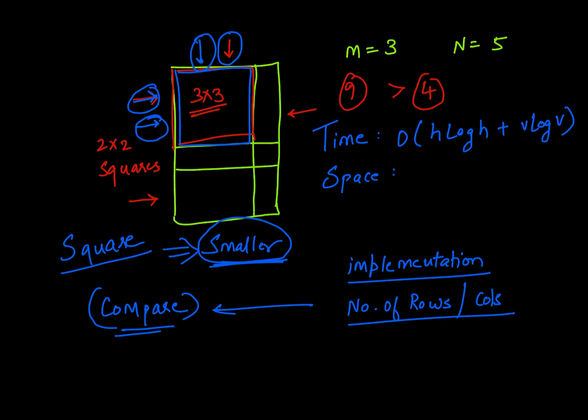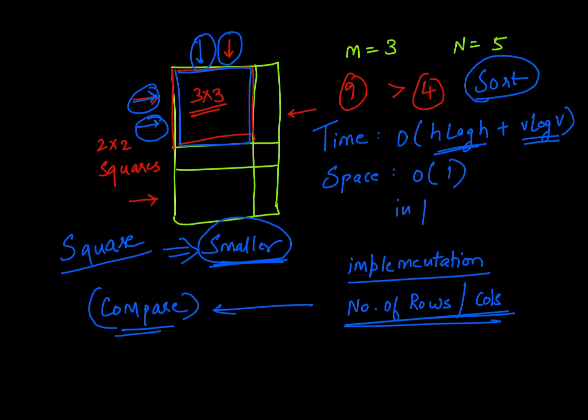The time complexity of this solution is going to be O of h log h plus v log v, because we need to first sort the input arrays for vertical and the horizontal bars to identify how many consecutive numbers are there. While the space complexity will be O of 1, that is constant space, as we'll be doing in place sorting. I hope this was helpful. Let's walk through its C# implementation.